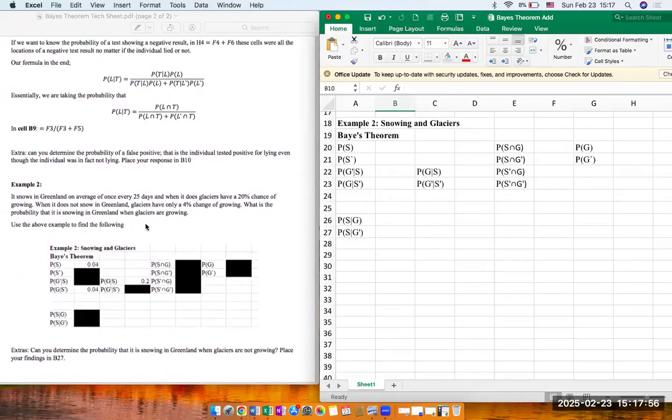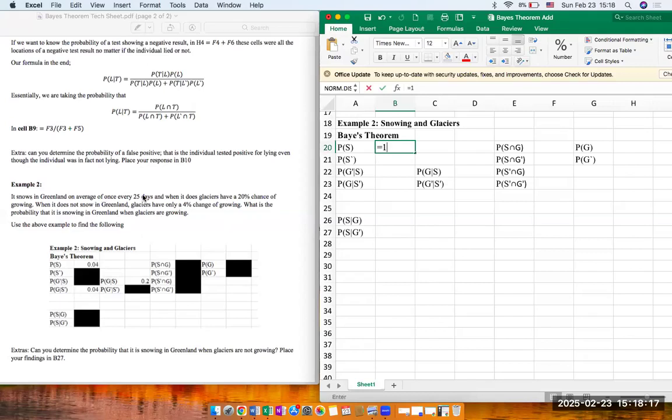When it does not snow in Greenland, glaciers have only a 4% chance of growing. That is the probability that it is snowing in Greenland when the glaciers are growing. So use what we've learned from the above example to fill in our segments. They have already given us an insight into what is being provided.